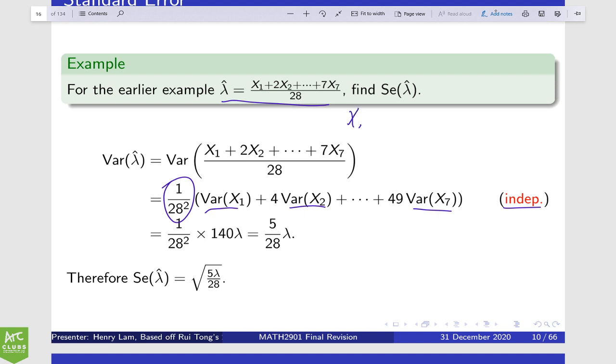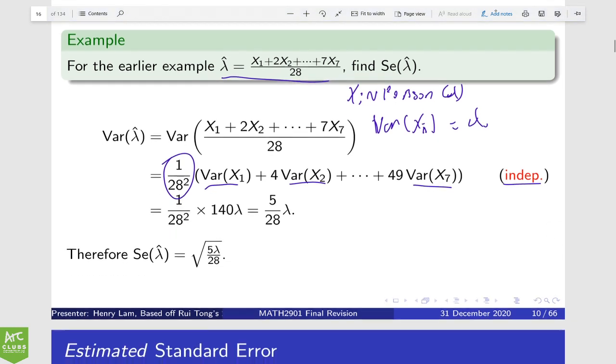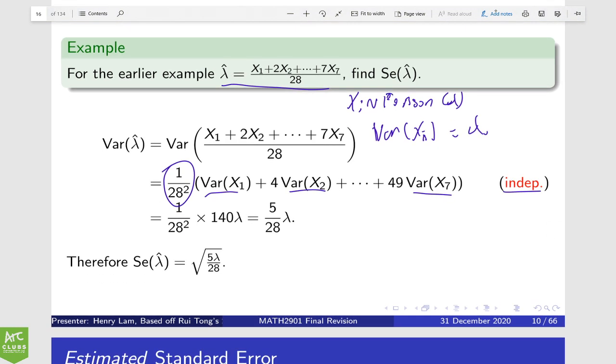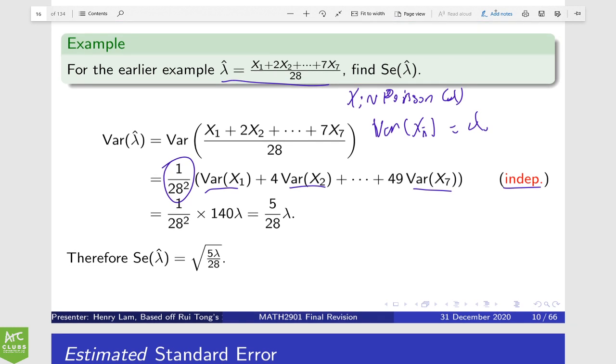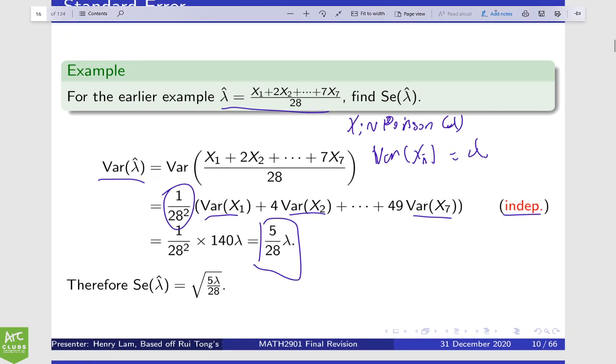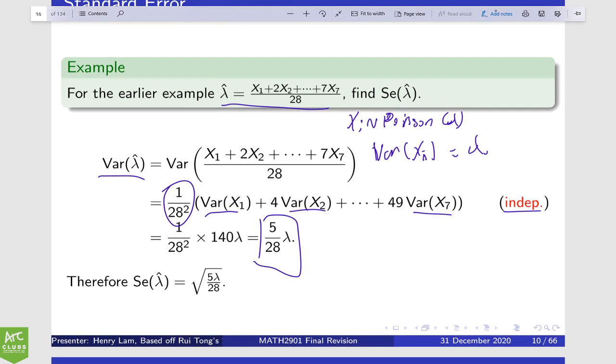And since xi is Poisson lambda, that means variance of xi equals lambda. And you just combine things, and eventually you'll see this is the answer. And hence the standard error, which is just the square root of the variance, is just this. That's fine so far.